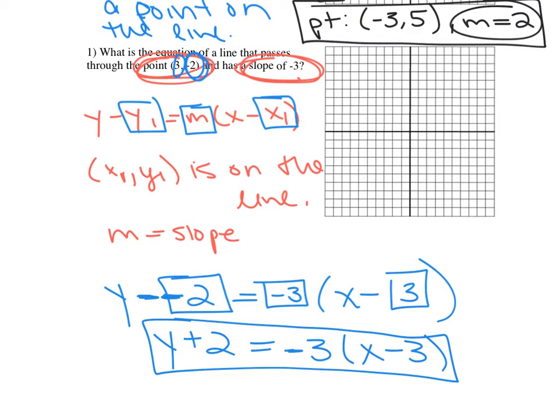So now I'm actually going to graph this. We have the point 3, negative 2. So I'm going to come over to the point 3, negative 2. And the slope is negative 3 over 1. So I'm going to go down 3, right 1, down 3, right 1, up 3, left 1, etc. All right, guys, that's all we had to do. And that's your equation of the line in point slope form.